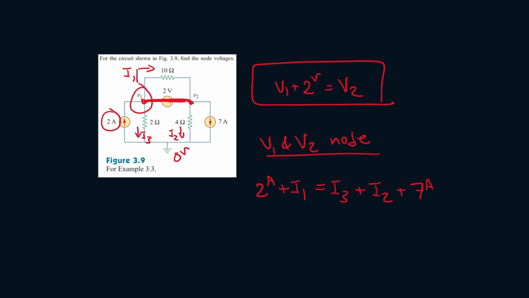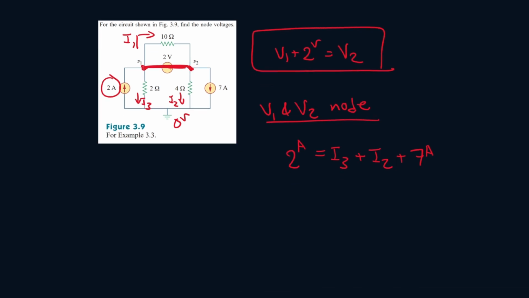And we notice that I1 is leaving from here, so plus I1. Notice we have I1 here and I1 here, so these two cancel out. So we don't even need to worry about this section. So this is the equation we've got right now.